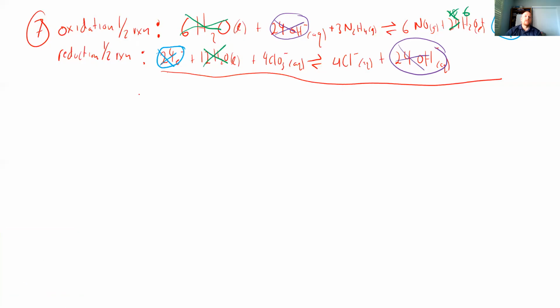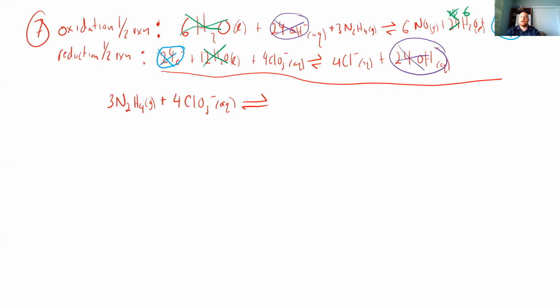That'll occasionally happen. So we'll start with my reactants from my oxidation half reaction. I've gotten rid of my waters and my hydroxide, so I'm left with 3 dinitrogen tetrahydrides. Then I've got my reactants from my reduction half reaction. I've got 4 chlorates. Okay, those are aqueous. Those will react to form my products.